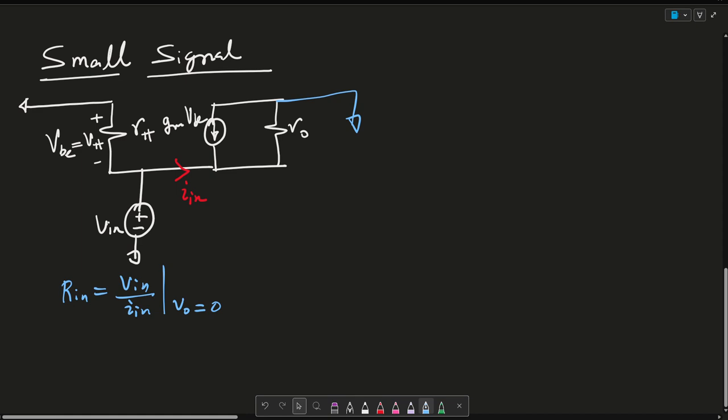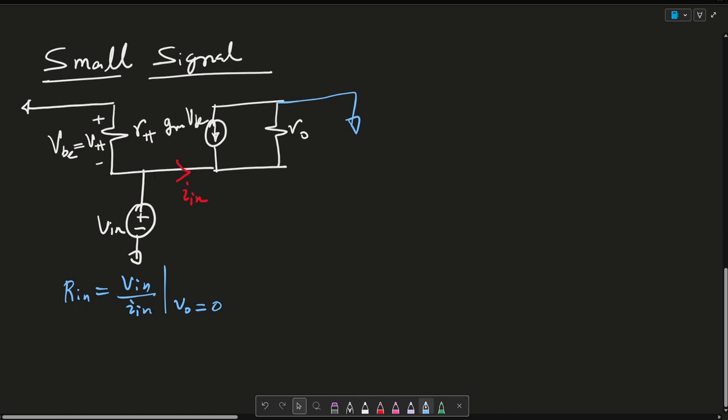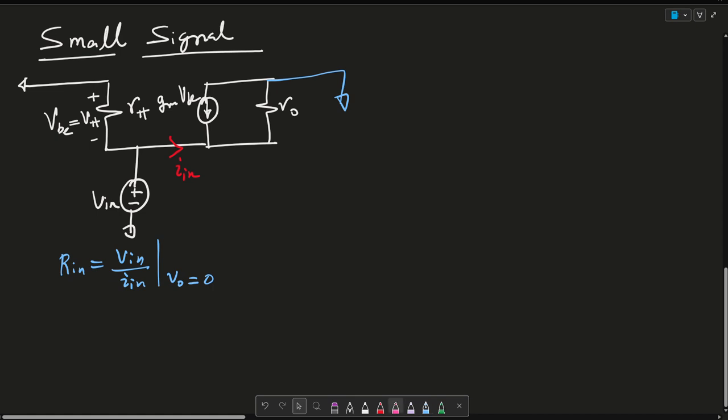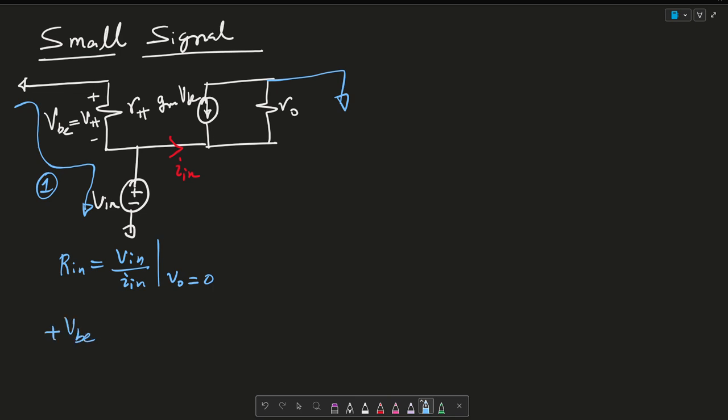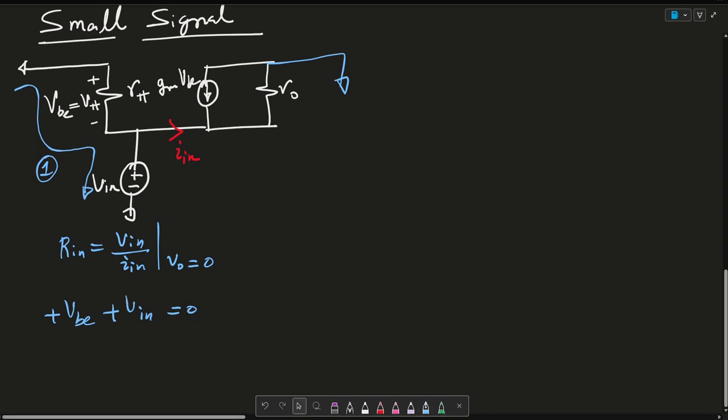So we can start by writing a KVL here. I'm going to draw a line here and call this 1. And I'm going to say that plus VBE plus Vin is equal to 0. So this is my first equation. And what I'll do is solve for VBE, which is equal to minus Vin.